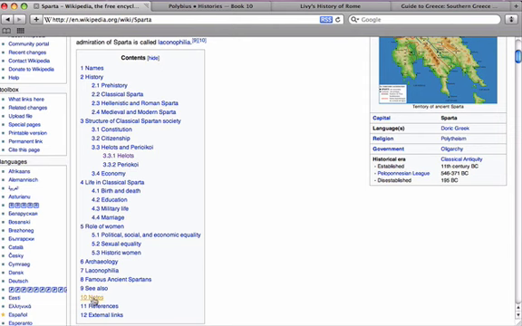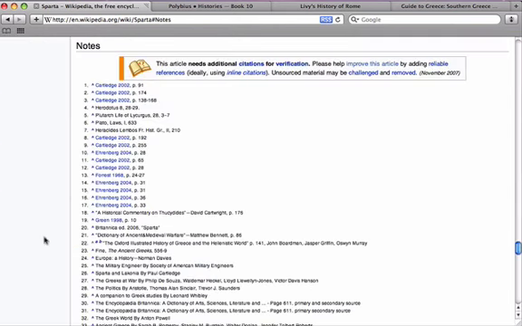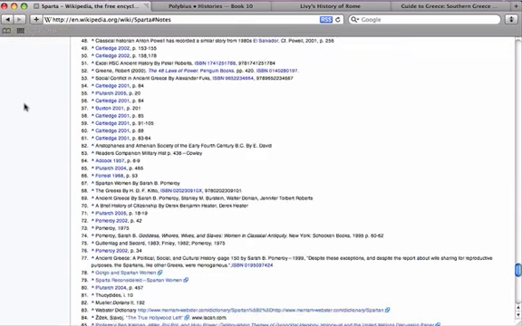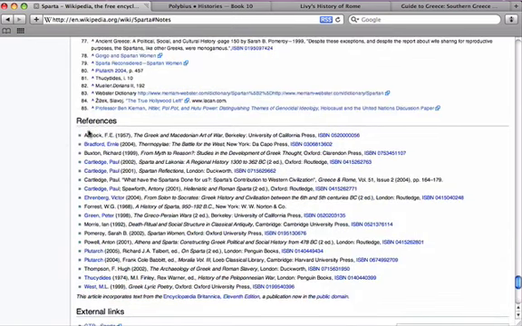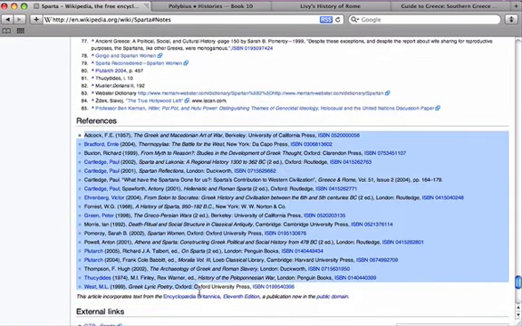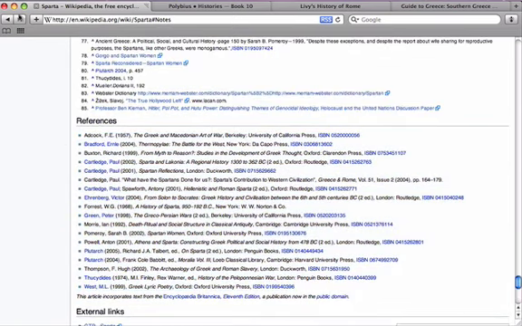Again, looking at the notes for the article, this one is incredible. They've got references to important scholars like Cartledge, Herodotus, and Plutarch, the ancient writers. All sorts of wonderful references here. So this is a very thoroughly researched article. There'll be lots of good starting points for me. And they've even also put a bibliography here as well, so to find further things.